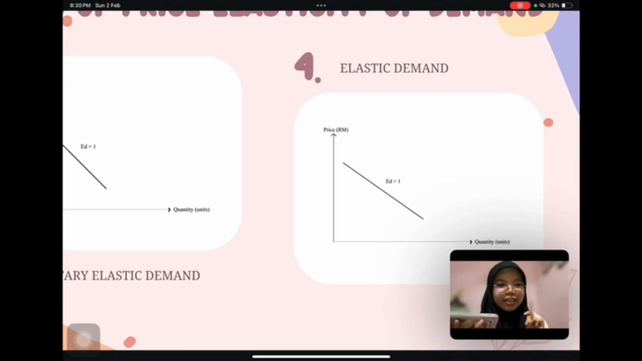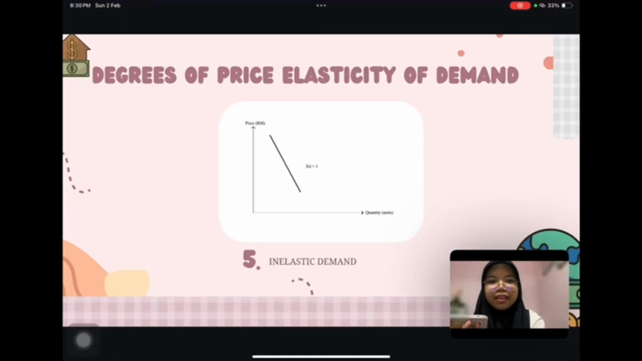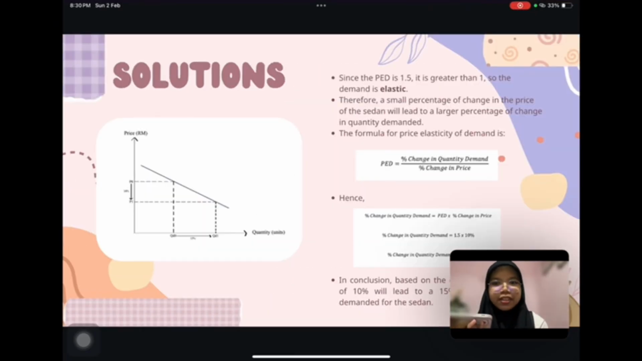The fourth one, which is elastic demand, is where the elasticity of demand is greater than 1. And the fifth one is inelastic demand, where the elasticity of demand is less than 1. So for this specific question, the price elasticity of demand is 1.5, which means it is greater than 1. So the demand is elastic. So this is the graph.